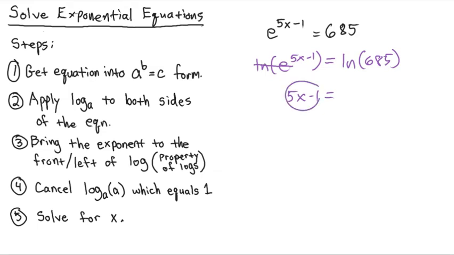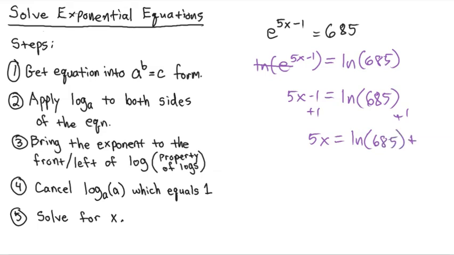The net result is we bring down 5x minus 1 and we cancel the natural log of e. So it's just a little shortcut. And then we'll bring down the natural log of 685. Now we're going to add 1 to both sides because we're trying to solve for x. So we want to get rid of this negative 1. We want to get rid of this 5. So we'll now have 5x is equal to the natural log of 685 plus 1.